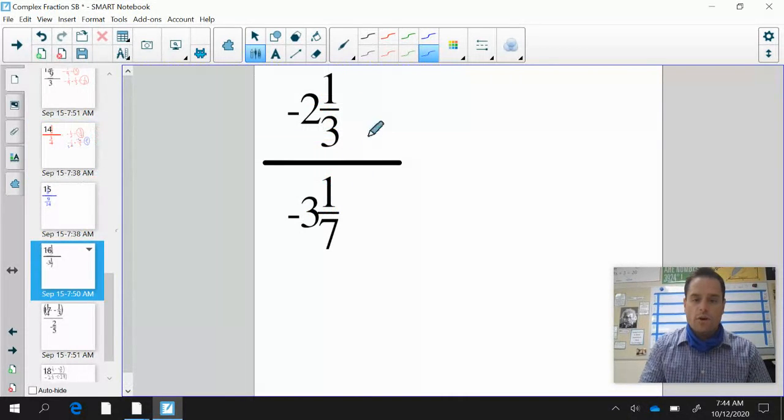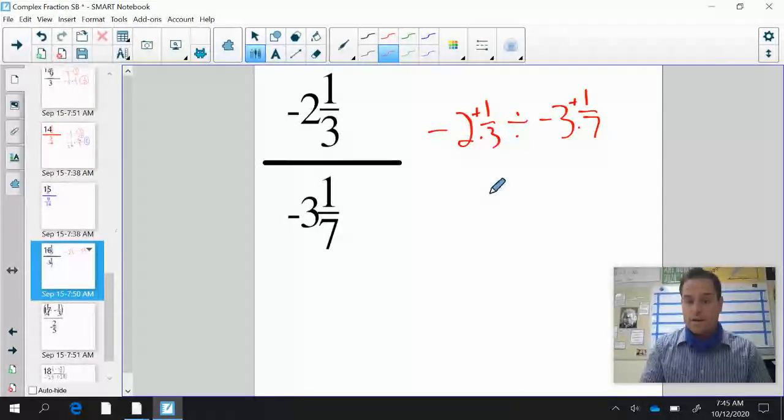Let's take on just one more. Again, we can pause the video right now. You can write this problem down. And then let's write this using the division symbol. First thing we're going to do here, guys, we're going to change this to an improper fraction. Let's do that before we do keep, change, flip. 3 times 2 is 6, plus 1 is 7. So 7/3, keep your negative.